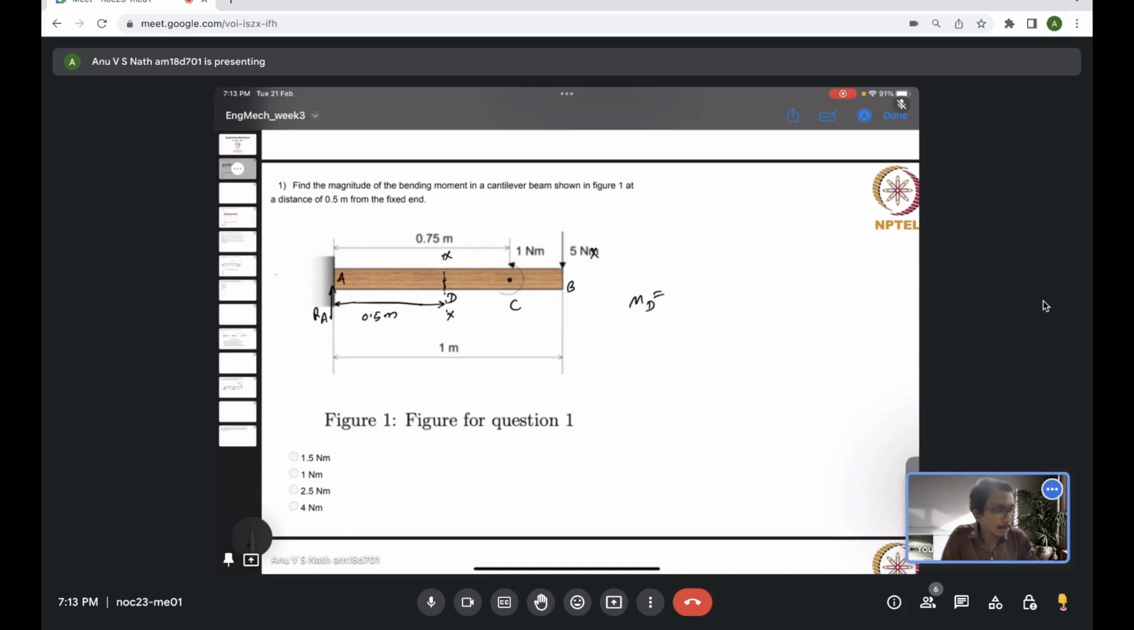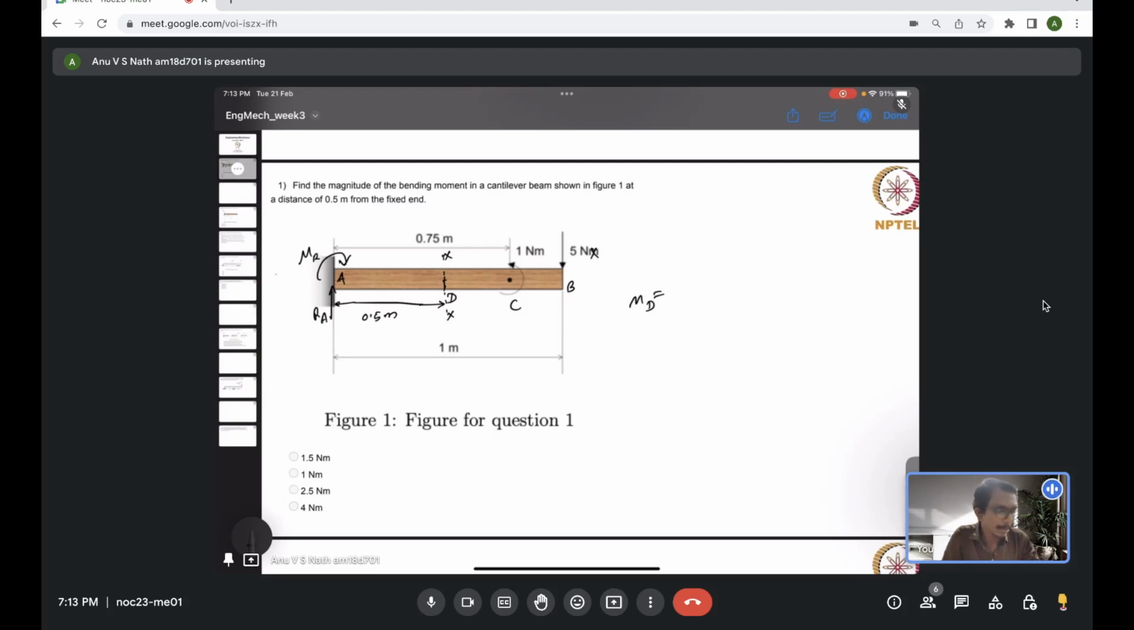And one more reaction will be present at the end A, which is the reaction to the moment, because at the location C there is 1 Newton meter torque acting. So to balance that, which is actually acting at C in the counterclockwise direction, at A there will be a clockwise moment, let's say MR, acting. It's a resisting moment acting at the location A.